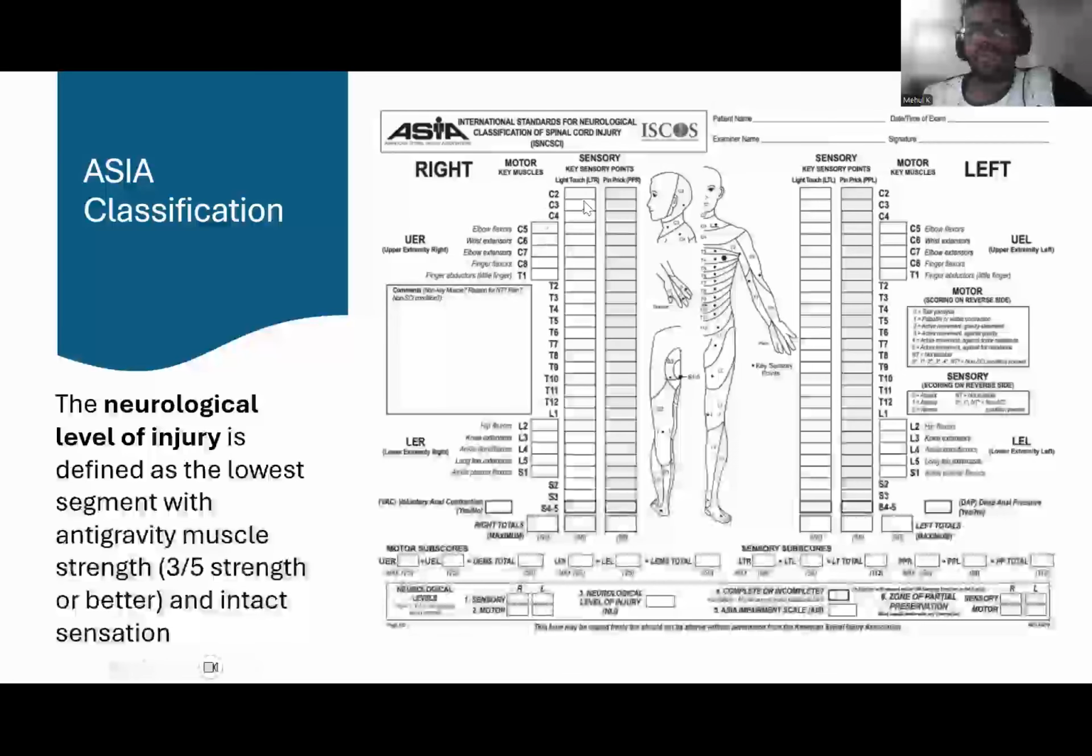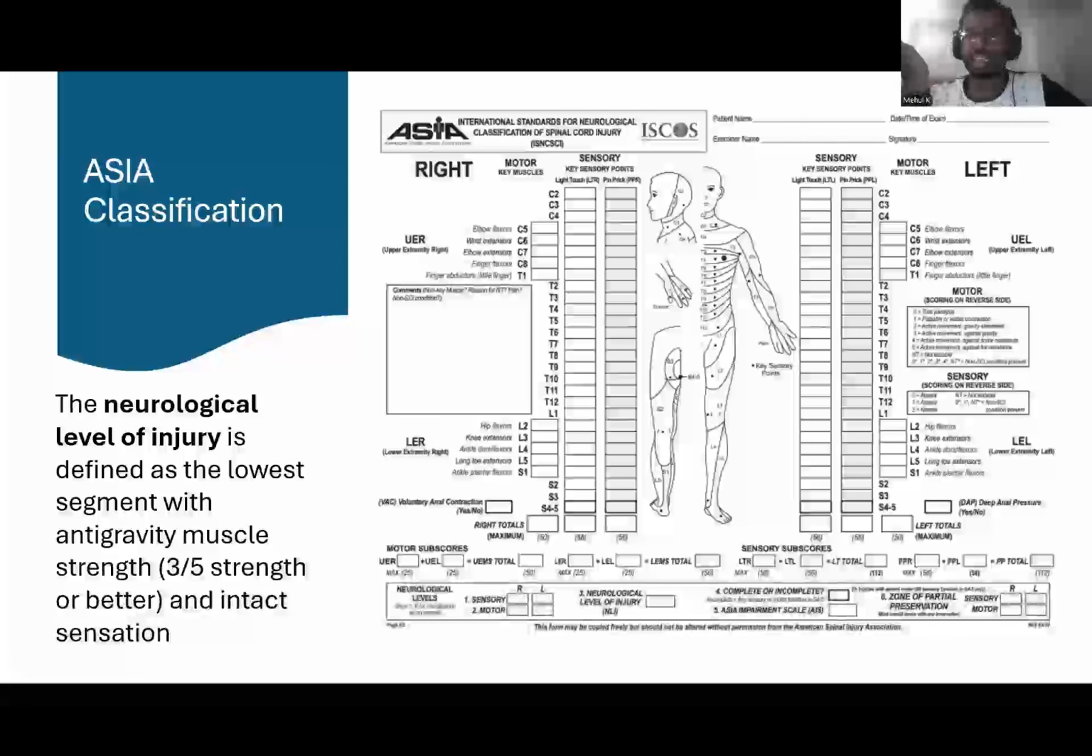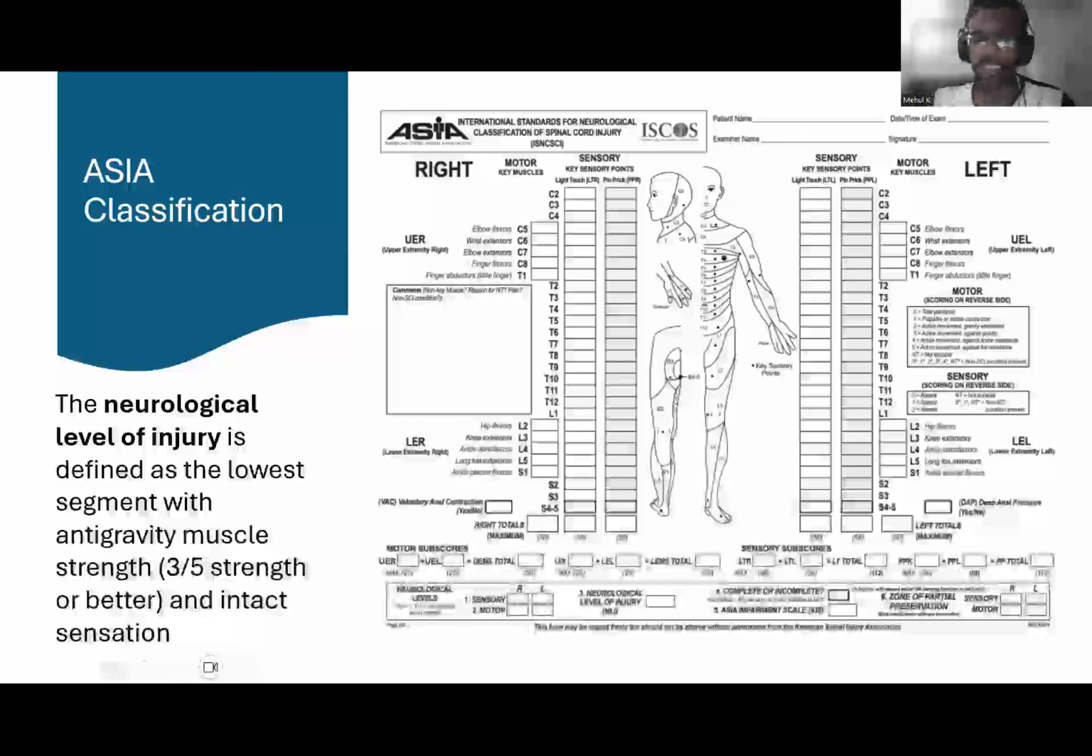Coming to the motor part, you have certain muscle groups which are tested to look at various nerve levels. For C5, it is elbow flexion. C6 is wrist extension. C7 is elbow extension. C8 is finger flexion, and T1 is finger abduction. So you are going to be testing both of these on the same side, and you're going to be using the usual muscle grading from 0 to 5 that we all learned in MBBS.